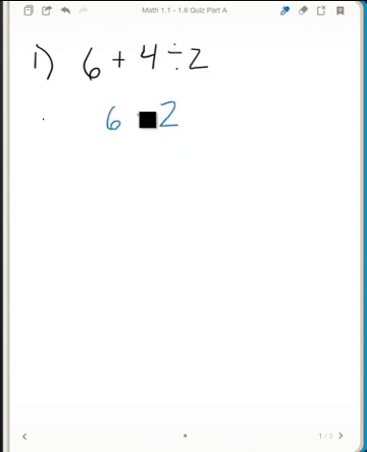Then I'm going to bring down the 6 plus. 6 plus 2, that's going to give me 8. And there's the answer.